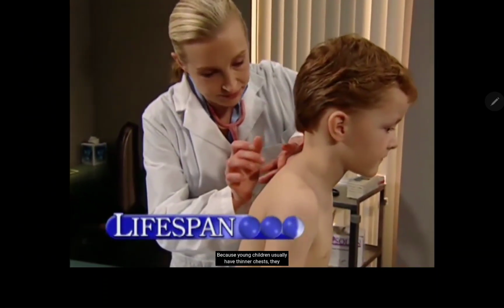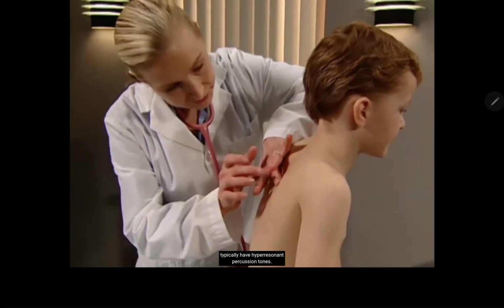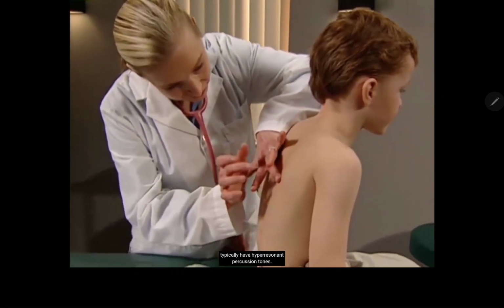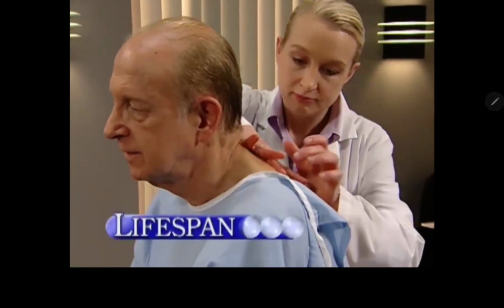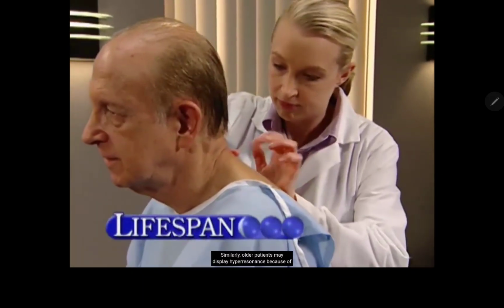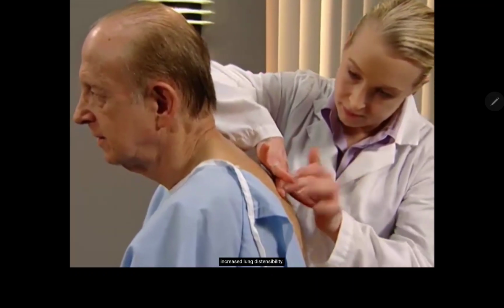Because young children usually have thinner chests, they typically have hyperresonant percussion tones. Similarly, older patients may display hyperresonance because of increased lung distensibility.